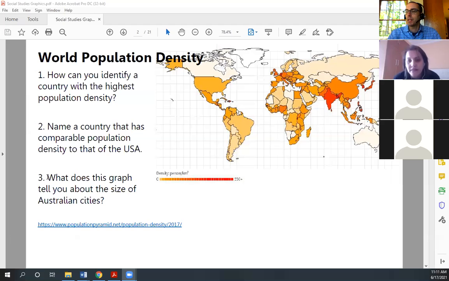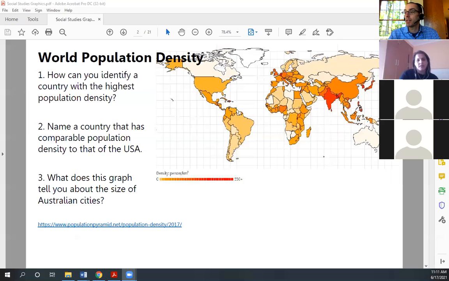Now this third question, I wrote it a long time ago, and it trips me up every time. It says, what does this graph tell you about the size of Australian cities? Now, I don't remember exactly what I was thinking when I wrote that question, but look at Australia down here. What does this tell us about the national population density of Australia?